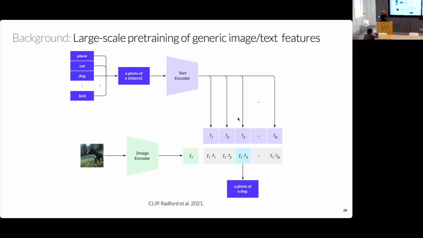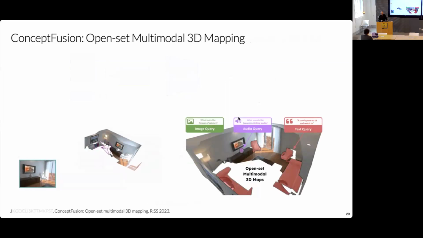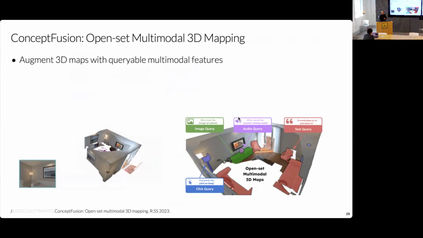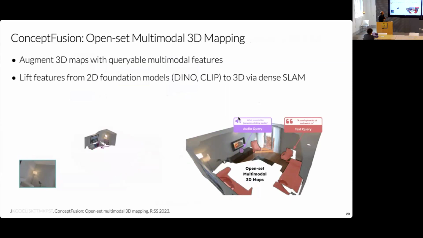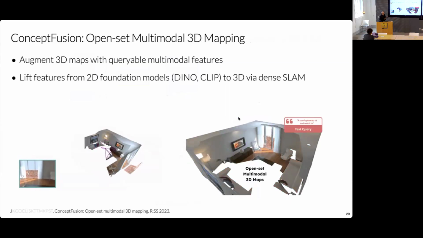And our idea was, can we extend this to the 3D domain? Can we build 3D maps that you could perhaps query using very similar open vocabulary text queries, or maybe even more? So in this work, we try to augment 3D maps with these multimodal features. The idea here was, can we lift features from 2D to 3D via SLAM?